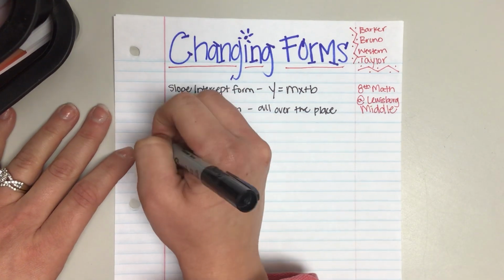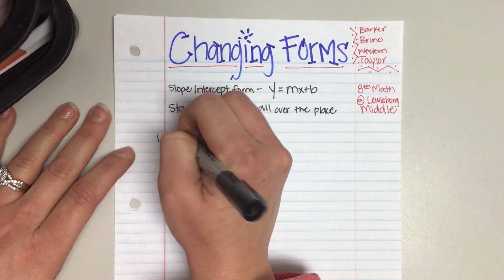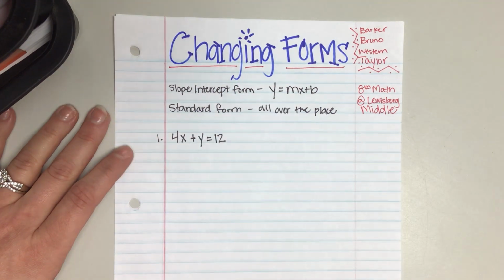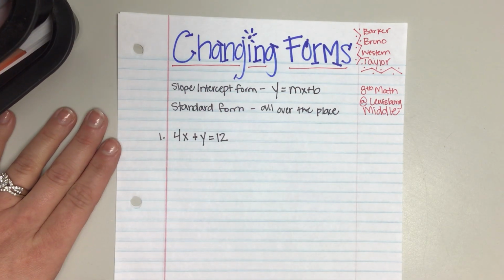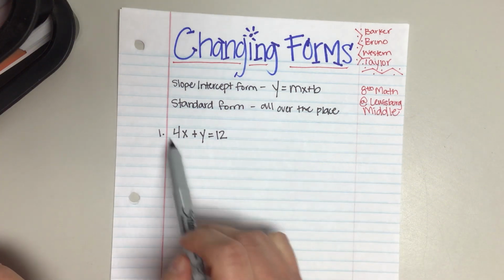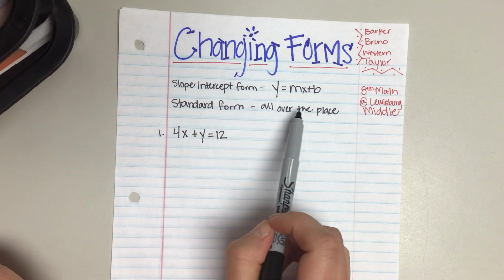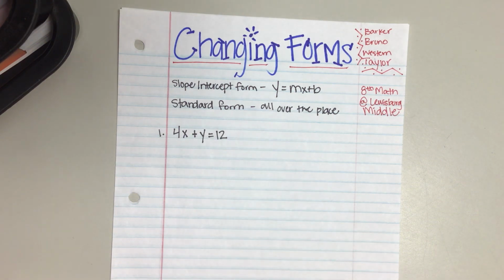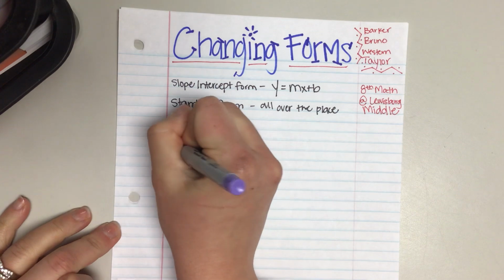So number 1 on that paper is 4x plus y equals 12. Notice that this is not in slope-intercept form. The form is crazy. It's all over the place. X is over here on the left side. When in slope-intercept form, you want just the y to be on the left side. So you're going to have to use inverse operation to get this back in the correct slope-intercept form. So the first thing that you would need to do is subtract 4x on both sides.